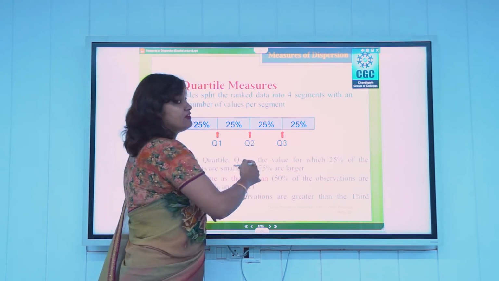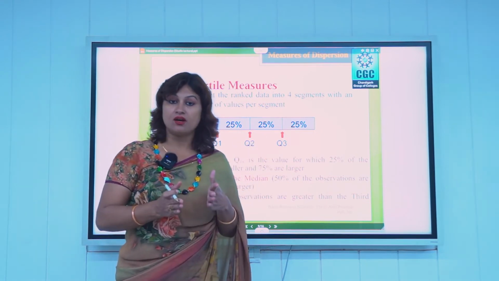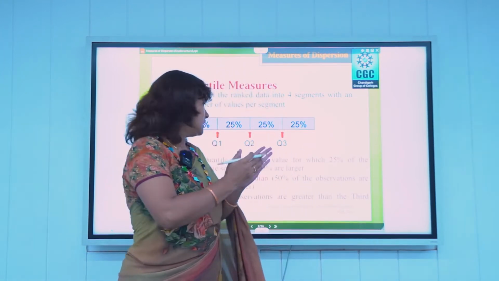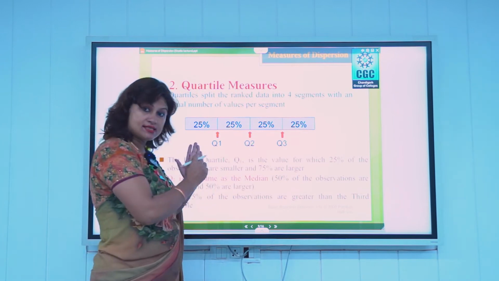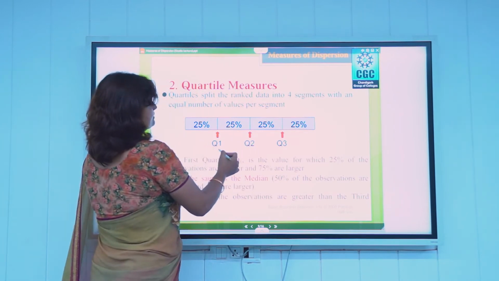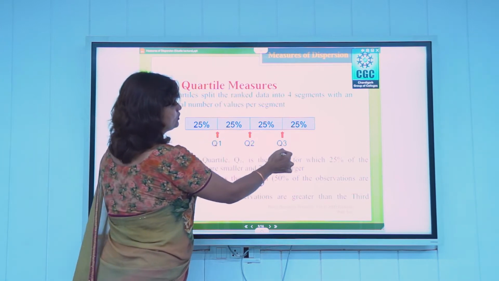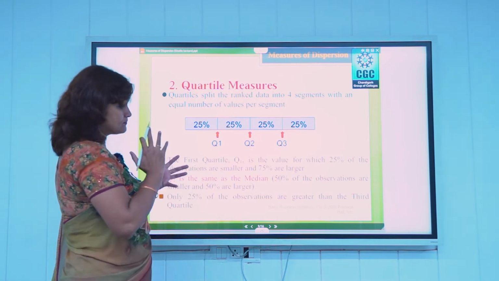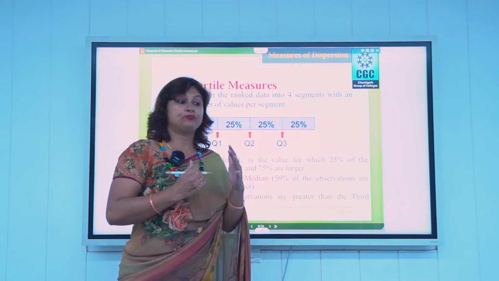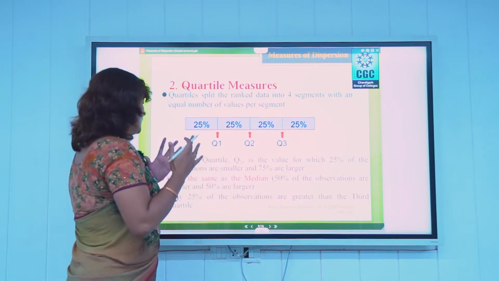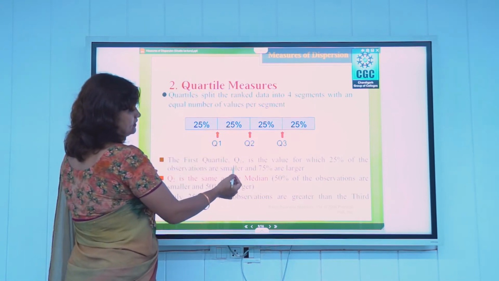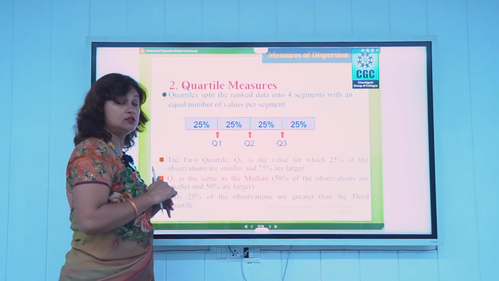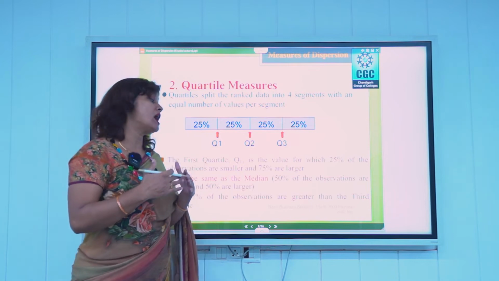This Q2 is well known as the median. Median is the one which divides the whole data into 2 equal parts. So here you can see that Q2 is doing the same. Q1 is the first quartile and Q3 is the third quartile. What happens when we see them from the theoretical aspect? It says that the first quartile, Q1, is the value for which 25% of the observations are smaller and 75% are larger.